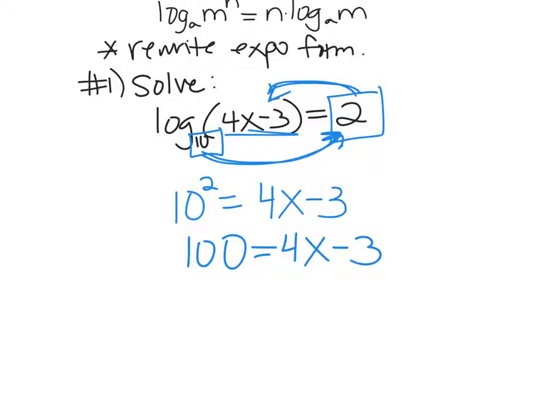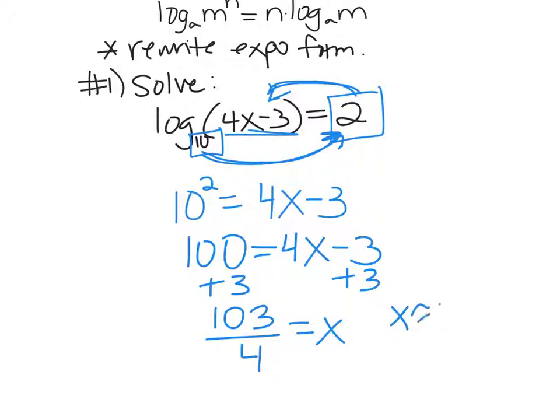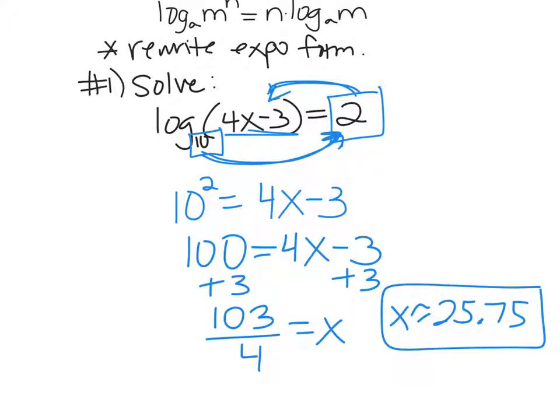The rest, you're a pretty good algebra student by now, you could probably do in your head. Add 3 and then divide by 4. You can leave it like that, or round to 3 or 4 decimal places, whatever they want. Here, x is about 25.75. And if you want to be extra careful, you can go back and check your work. I can plug it in: log of 4 times my answer minus 3 should equal 2. Yay! Checked it on my calculator, it works. All right, let's do some more. Number 2.